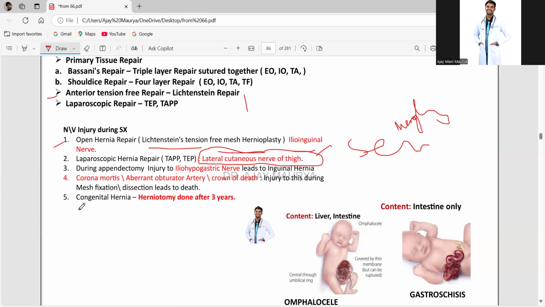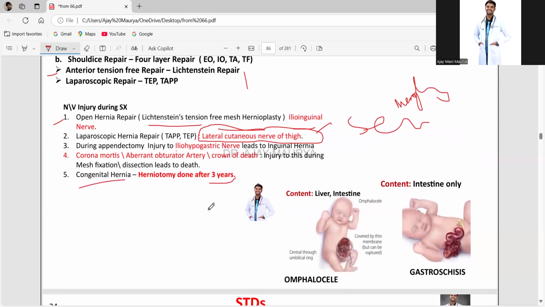Next one, for the congenital hernia, guys, you have to do the herniotomy after 3 years. After 3 years only, you have to do the herniotomy. And also, guys, please remember that one, mesh repair.